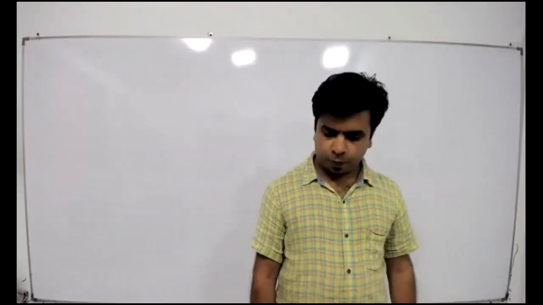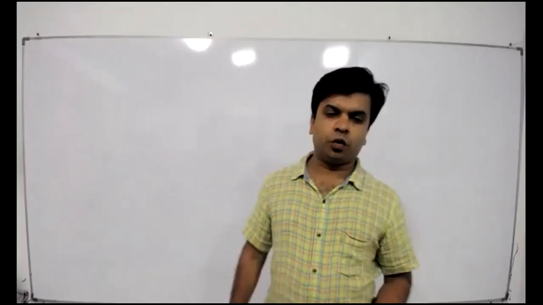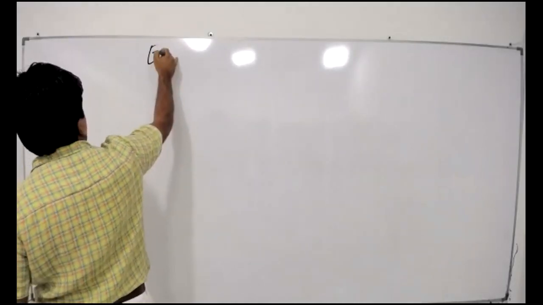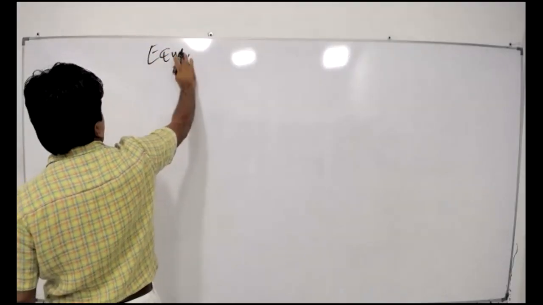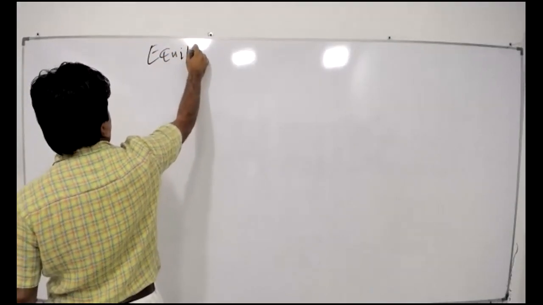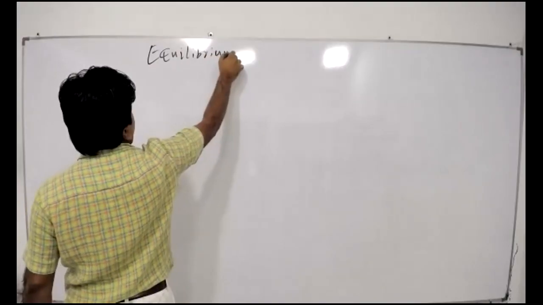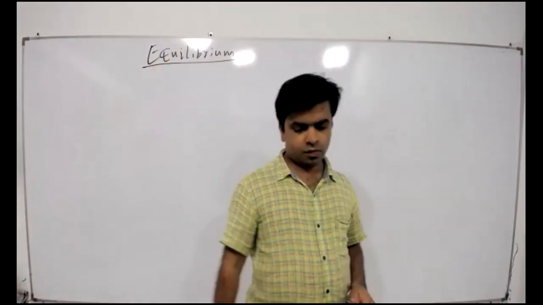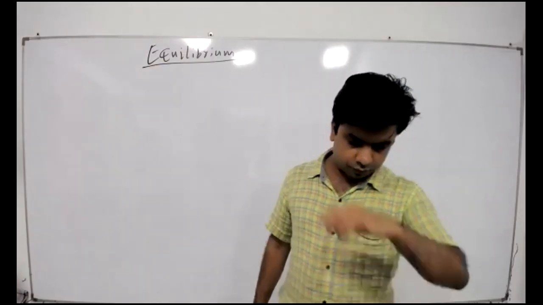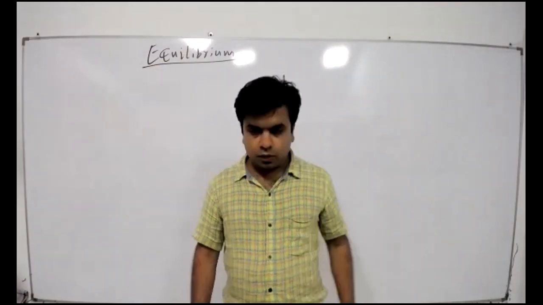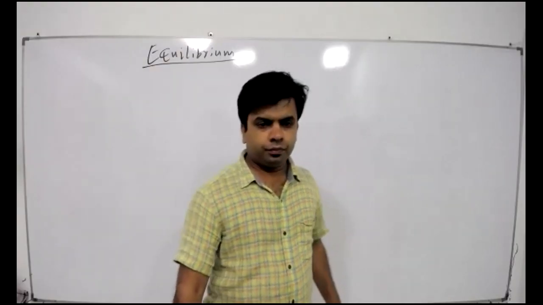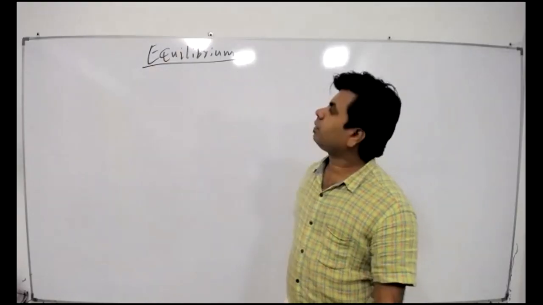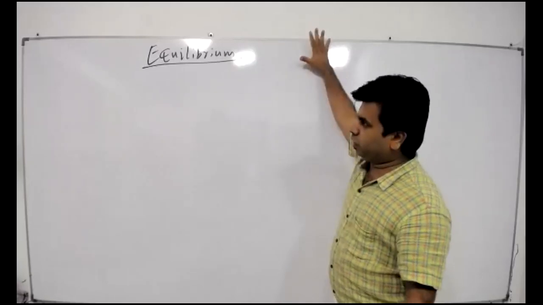Then write down the topic, the main topic, equilibrium. Under that, write down another subtopic. Our main topic is equilibrium.